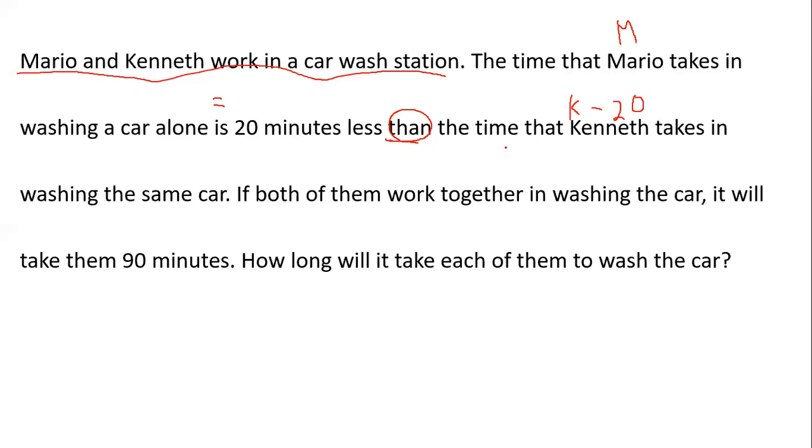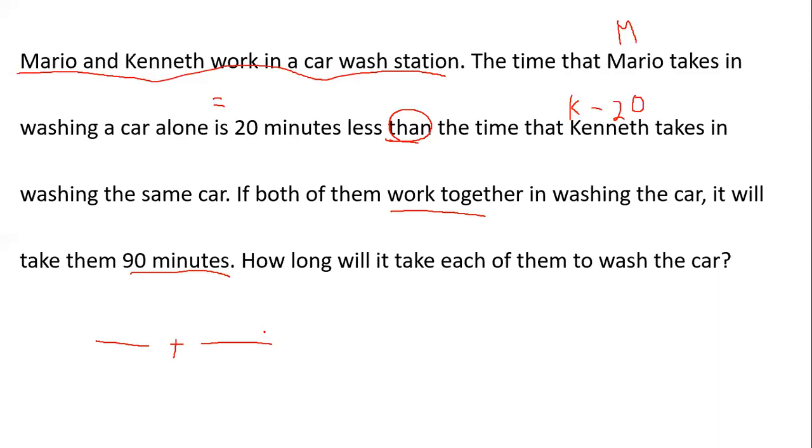If both of them work together in washing the car, it will take them 90 minutes. So working together, it will take them 90 minutes. Dito po sa work problems, meron po tayong pattern na susundan. It is all up to you kung paano nyo po gagawin or kung ano pong mga variables or kung paano nyo po i-represent yung formula. But I will stick to my own. Okay. So, magkakaroon po tayo ng fraction dyan.